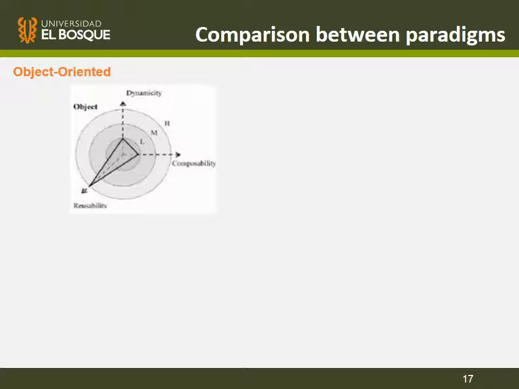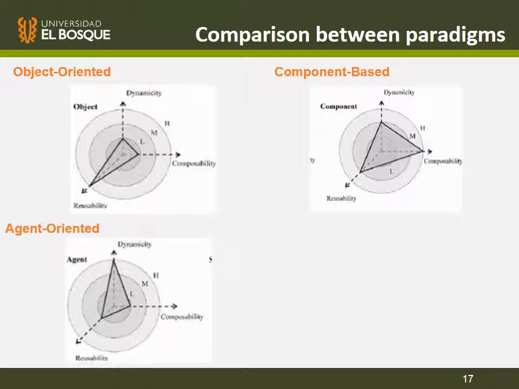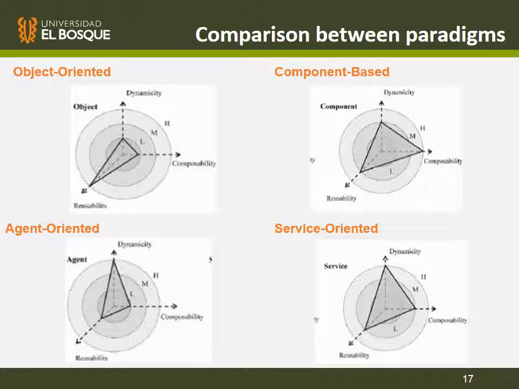The first one is object-oriented. This is leaning toward reusability. The second one is the component-based. This is more like even with the three concepts. The next one is the agent-oriented. This is also leaning toward dynamicity. And the last one is the service-oriented. This is similar to the component-based, but is leaning toward dynamicity.